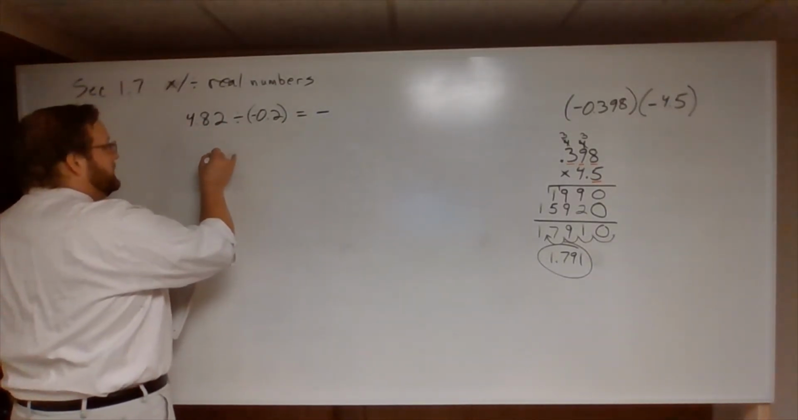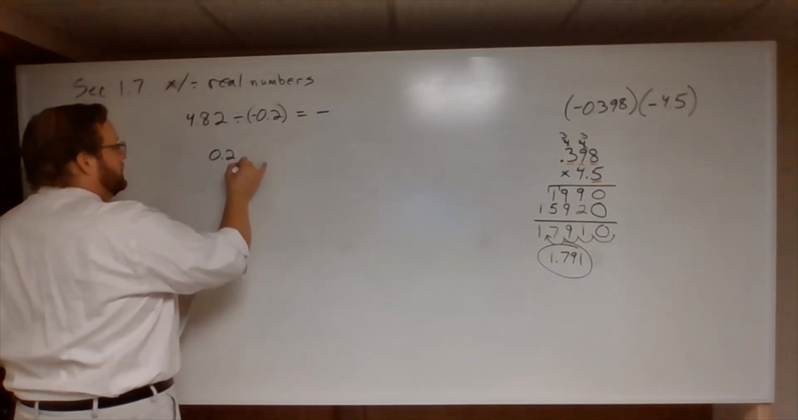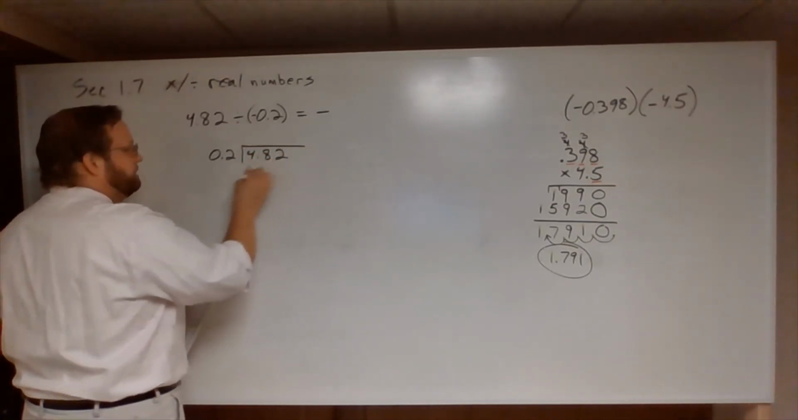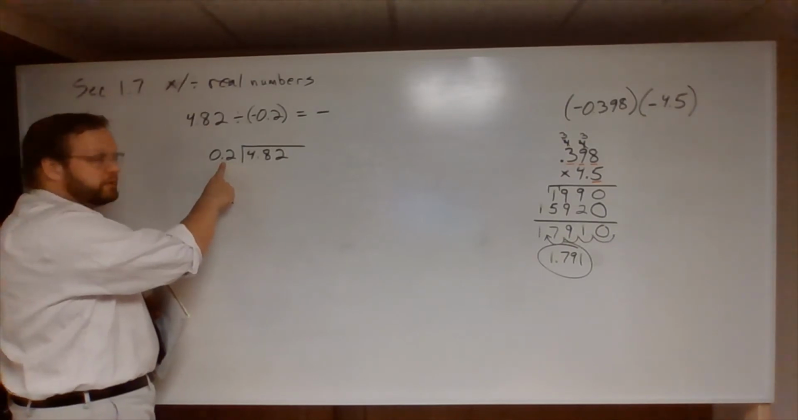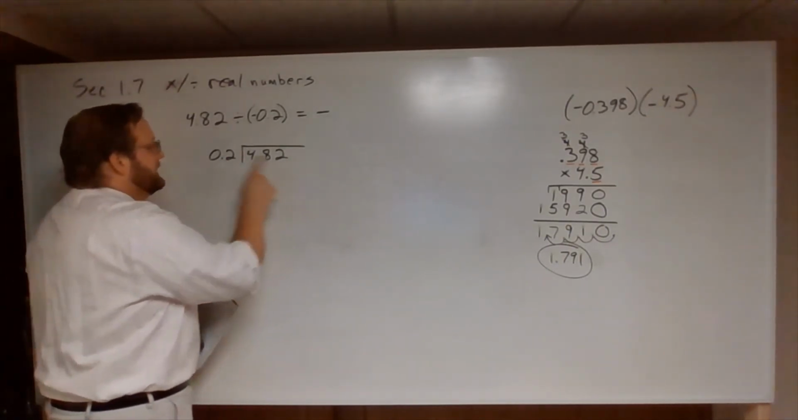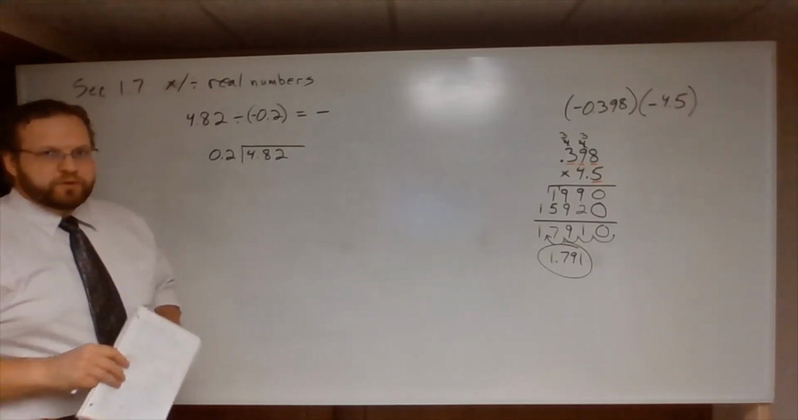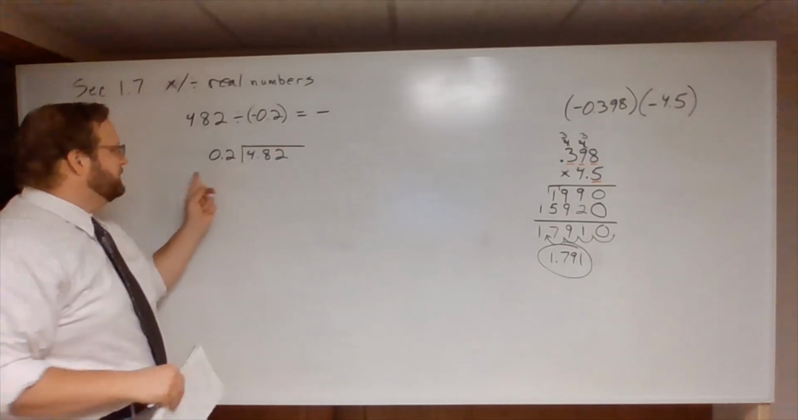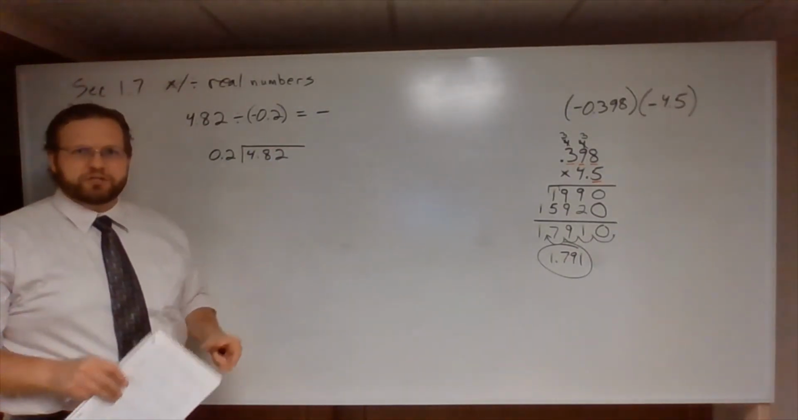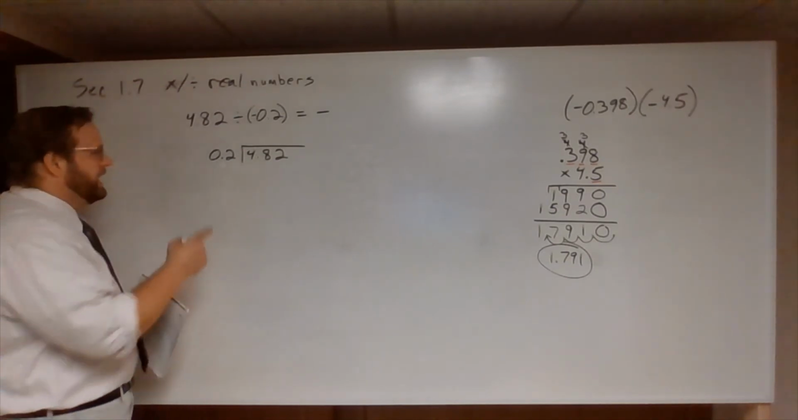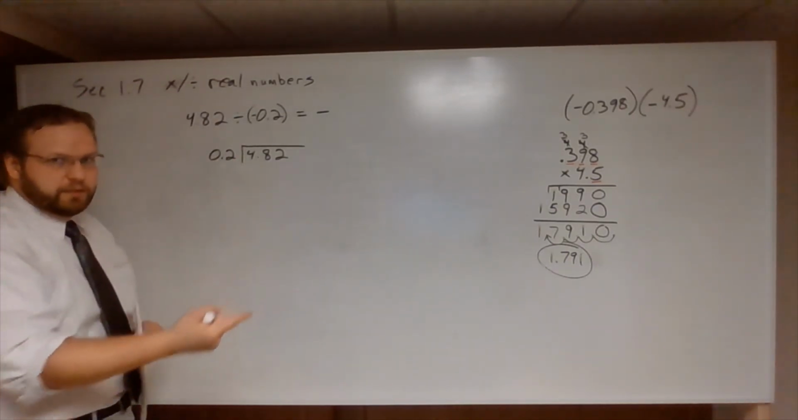So I have 0.2 going into 4.82. This is what we call our divisor. That's what's doing the division. And this is called a dividend. Now, notice I didn't bring that negative down with it because I already took it into account with my answer here. Okay, so I'm going to leave the negative out so I don't crowd the issue when I'm doing the division. Now, I don't want to have to think how many times 0.2 goes into something.